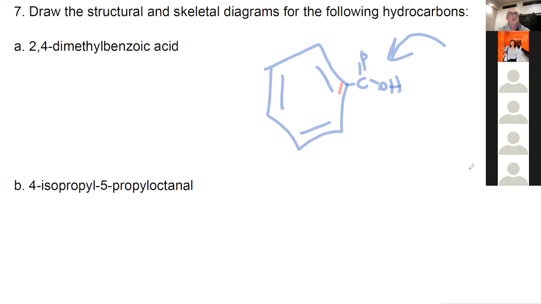So where do we put our methyl groups? Carbon 2 and 4. So where's 2 going to be? You could either put it below the carboxylic acid or above. It can be at either one. So we can either put it here, or we can put it up there. It doesn't make any difference. So if that's 2, where's 4 going to be? Across from the benzoic acid. Directly across. Yeah.